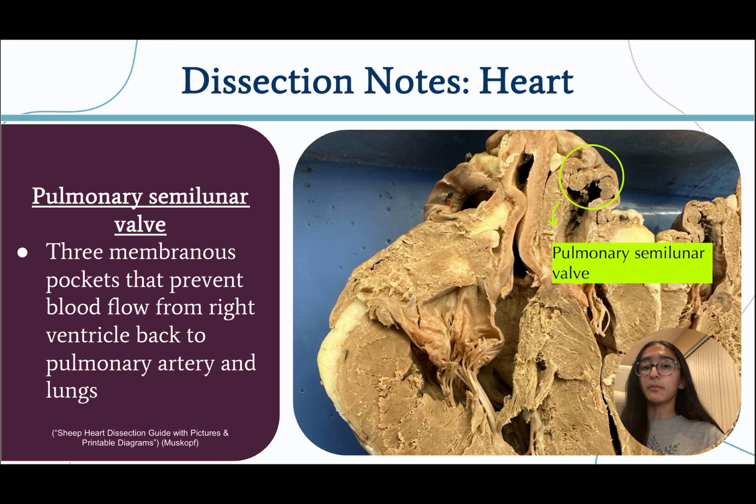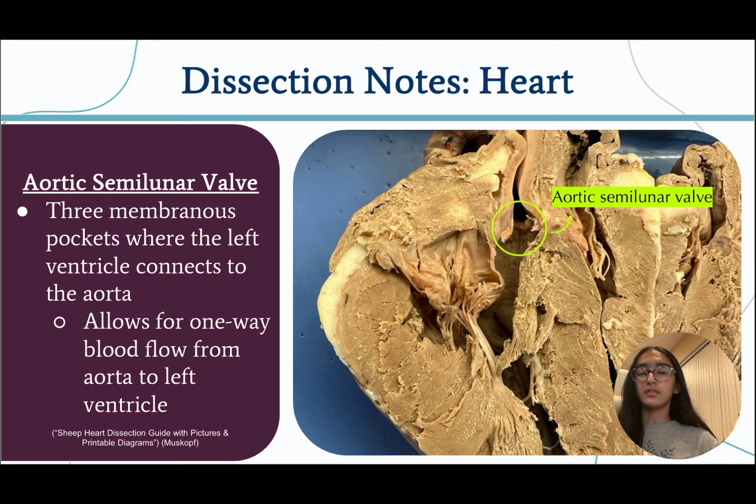So the pulmonary semilunar valve, this is a three-membranous pocket which allows for blood flow from the right ventricle to the pulmonary arteries and the lungs, similar to the aortic semilunar valve as well. All these valves do is that they allow for the passage of blood from one area to another in the heart.